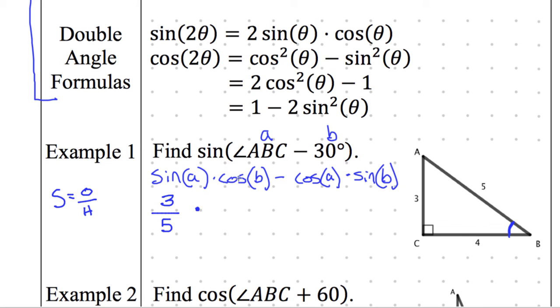All right, cosine of B. B now is 30 degrees. Now you're remembering all the way back from Unit 1, you have to have memorized what cosine of 30 degrees is.